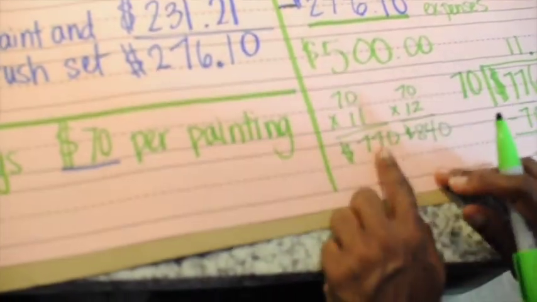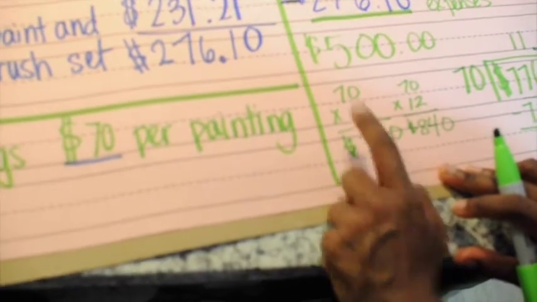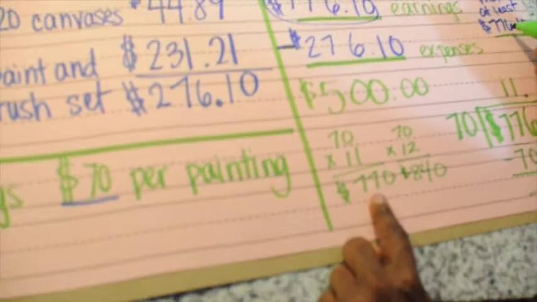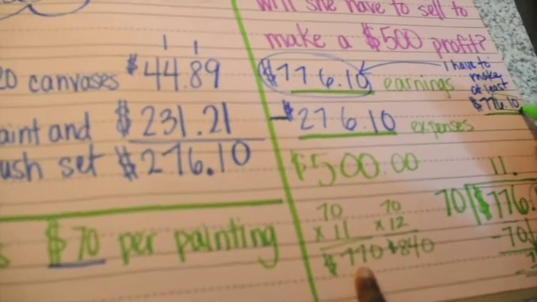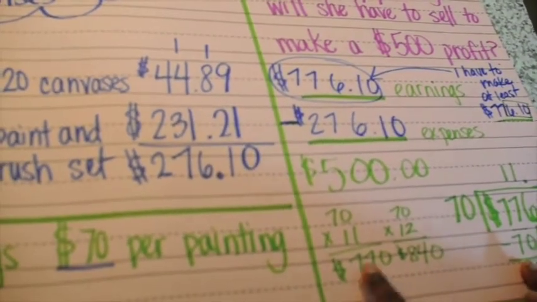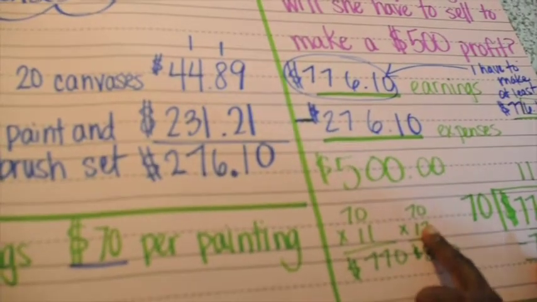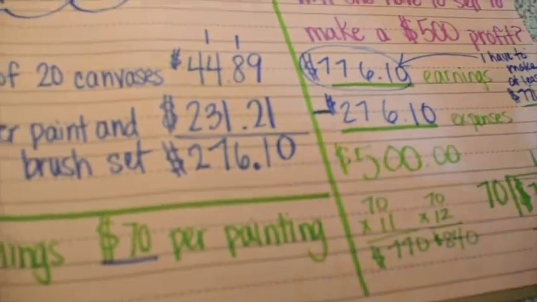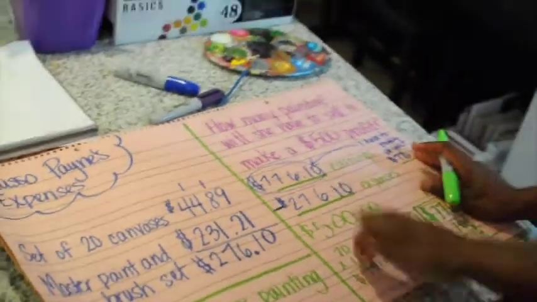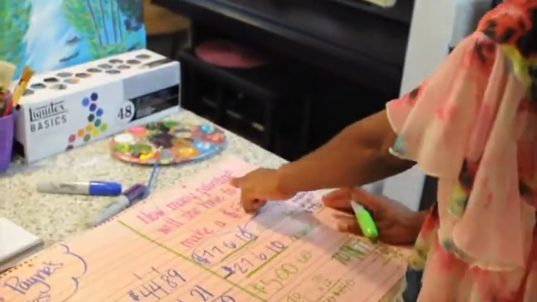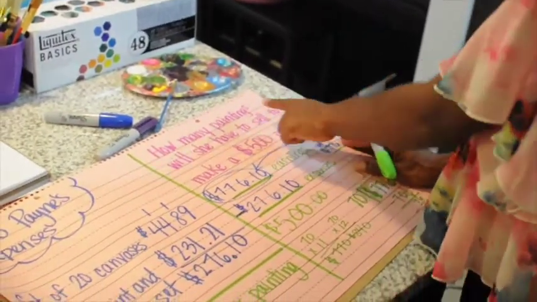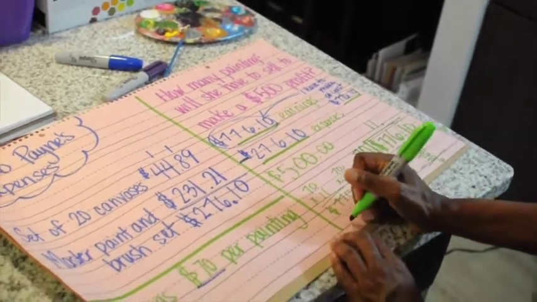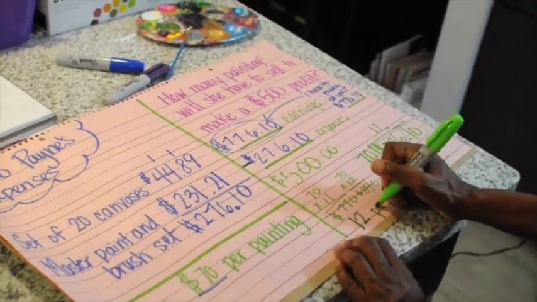Okay? So if I only did 11 paintings, I would only make $770, and I would be short of my $500 profit by $6.10. So I'd have to do the next painting, which would be 12 paintings, and I'm going to be well over that. I'm going to make more than $500 in profit. But the question was, how many paintings will she have to sell to make a $500 profit? And the answer to that is 12 paintings.